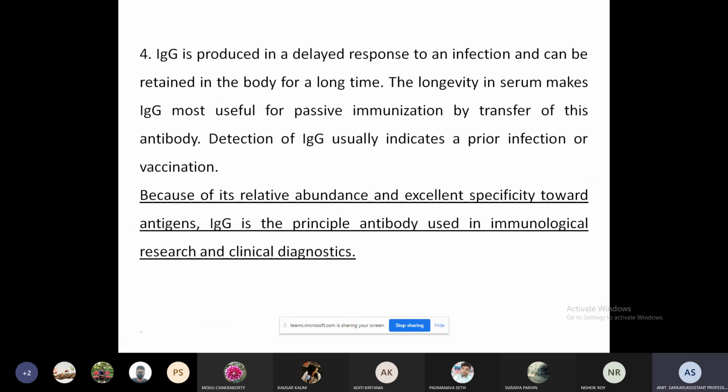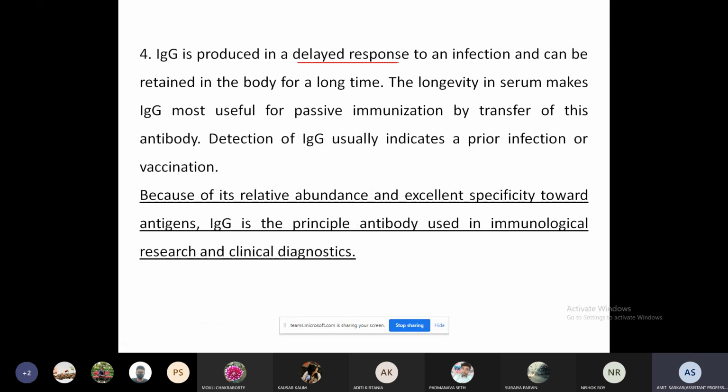Okay. Now, IgG is produced in a delayed response to an infection and can be retained in the body for a long time. So IgG is very efficient, it's omnipresent everywhere, that's okay. But IgG does not get produced initially. It takes some time. There is a delayed response.